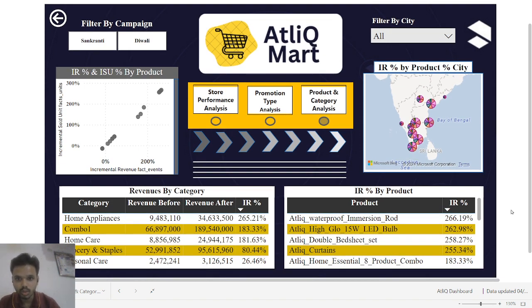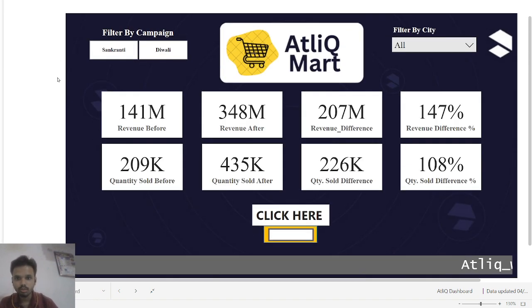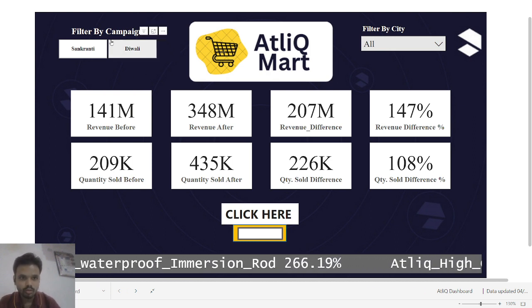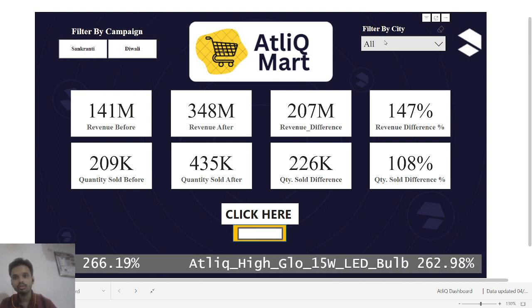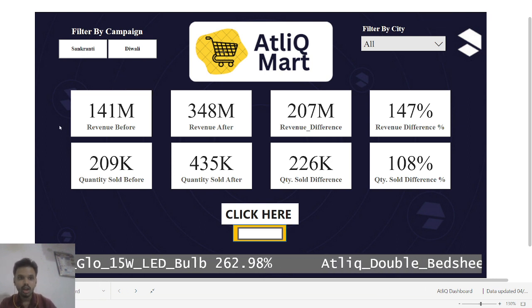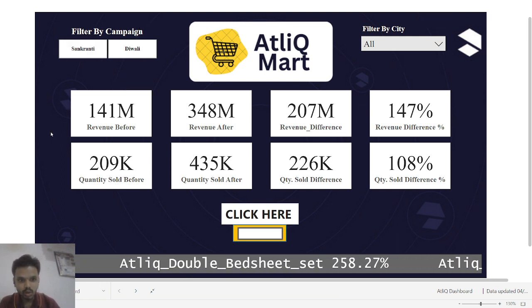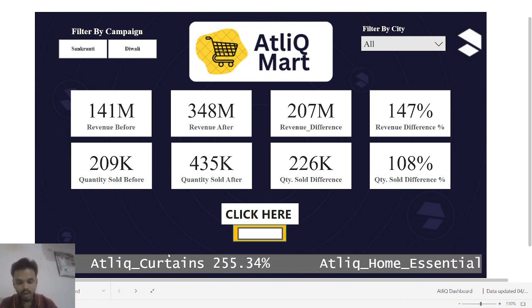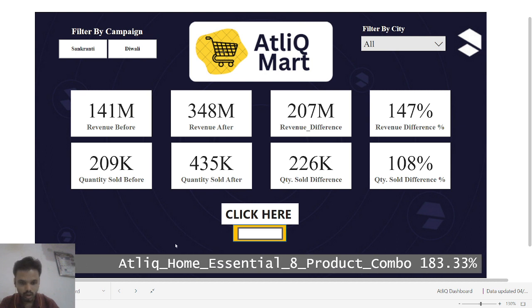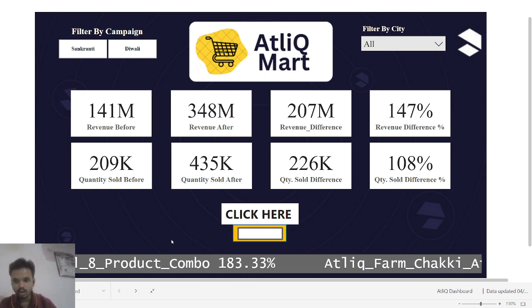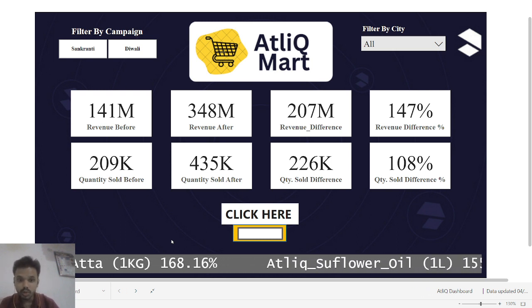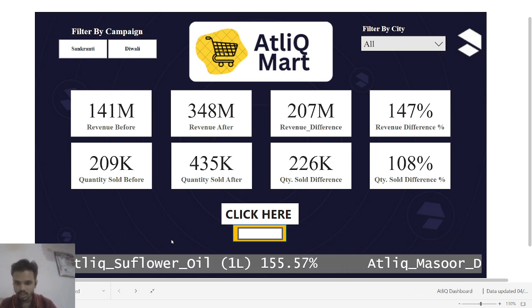So here is the dashboard. The first page of the dashboard looks like this. The dashboard consists of the filter by campaign, filter by city, and information about revenues and quantity sold, or the overall revenue. Below, the scroll bar, which moves from right to left, gives information about each product with their revenues and incremental revenue percentages.